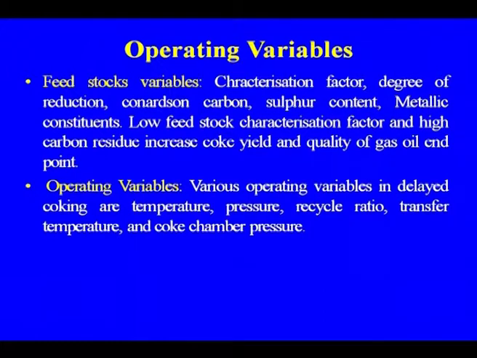Operating variables, as I told you in case of any furnace, the temperature is one of the very important variables. So, various operating variables in delayed coking are temperature, pressure, recycle ratio, transfer temperature and coke chamber pressure. These are the major variables in case of the delayed coking.